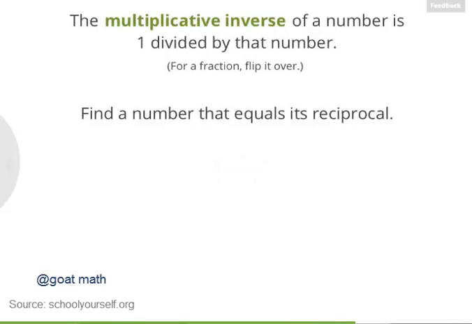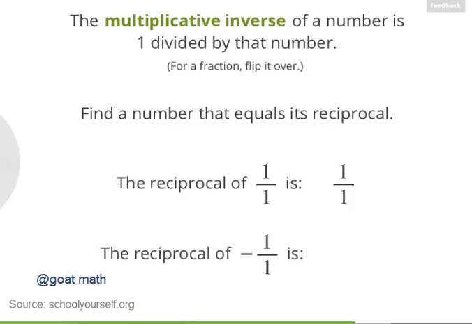It turns out there are in fact two numbers that equal their reciprocals. One such number is 1, which you can write as 1 over 1. If you flip this fraction, you still get 1 over 1. The other number is negative 1, which you can write as negative 1 over 1. If you flip this fraction, you still get negative 1 over 1. So both 1 and negative 1 are their own multiplicative inverses.